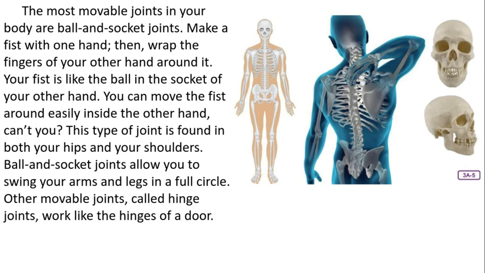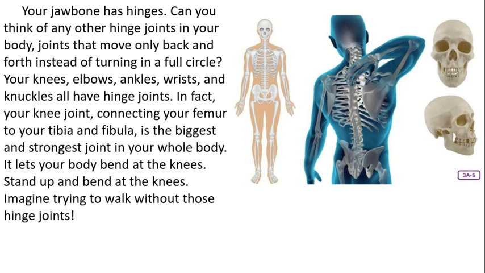What do you think? Your knees, elbows, ankles, wrists, and knuckles all have hinge joints. In fact, your knee joint connecting your femur to your tibia and fibula is the biggest and strongest joint in your whole body. It lets your body bend at the knees. Stand up and bend at the knees.